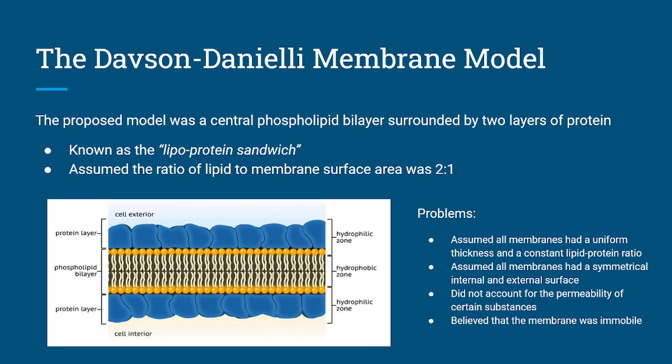First of all, it assumed that all membranes had a uniform thickness and a constant lipid-protein ratio, which is not true when we see the micrographs here today. It also assumed that all membranes had symmetrical internal and external surfaces, which are also not true due to the fact that we can see integral and peripheral proteins. It also did not account for the permeability of certain substances, and it also believed that the membrane was immobile.